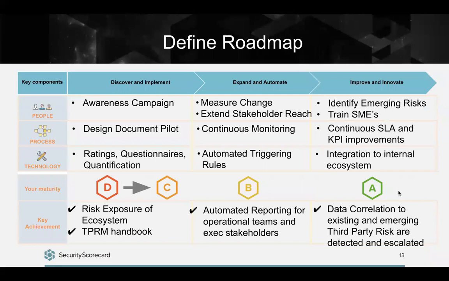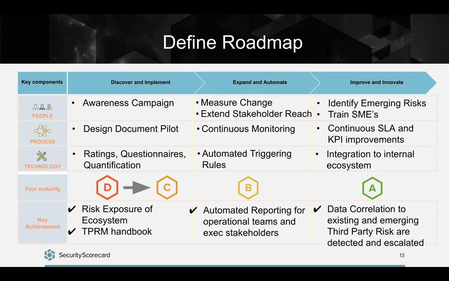From there, you can define a roadmap. And usually we have about three aspects in that roadmap. The first is the discover and implementation phase. The second is an expand and automation phase, and then an improve and innovation phase. So it's broken down into three aspects. And people, processes, and technology really make up the core of this.